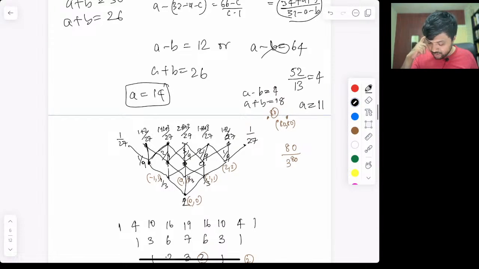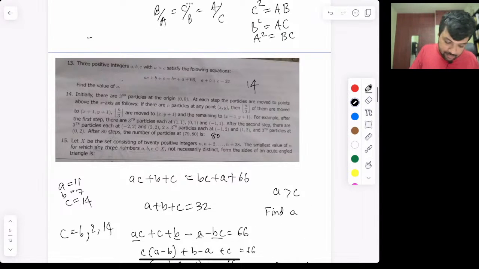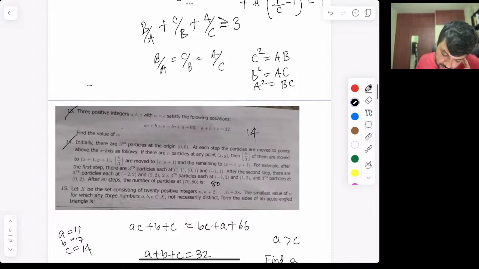Because they are 79, 80. I mean, if they are somewhere in between, it would have been actually a tricky question, I suppose. Okay. All right. So 13, 14 we are done.